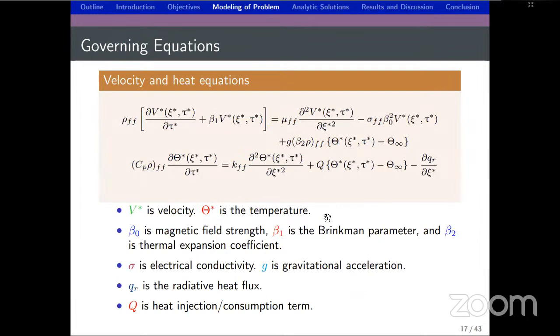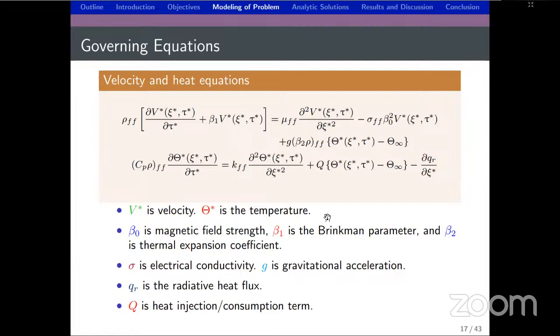The first one is the velocity equation, and second one is for the temperature equation, where we can see V is showing the velocity and theta star is showing temperature. Beta naught is for the magnetic strength. Beta one is for Brinkman parameter, and beta two is thermal expansion coefficient. Sigma is showing the electrical conductivity, and g is here for gravitational acceleration. QR is the radiative heat flux, and capital Q is heat injection or consumption term.